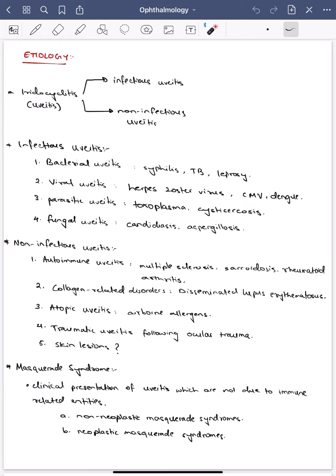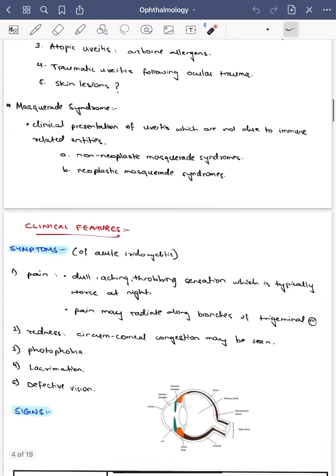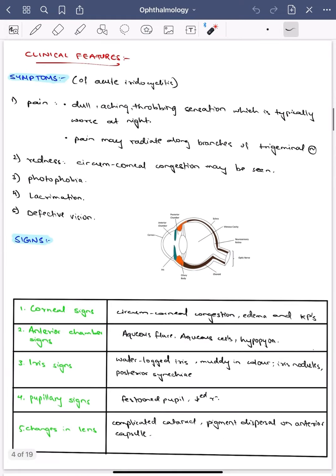Now finally we have something known as the masquerade syndrome. This is basically a clinical presentation of uveitis which is not due to immune-related entities. Okay, so masquerade syndrome is basically uveitis which is not due to immune-related entities. Now this can again be divided into non-neoplastic masquerade syndromes and neoplastic masquerade syndromes. Okay, so this is the etiology of iridocyclitis. Now let us look into the clinical features.